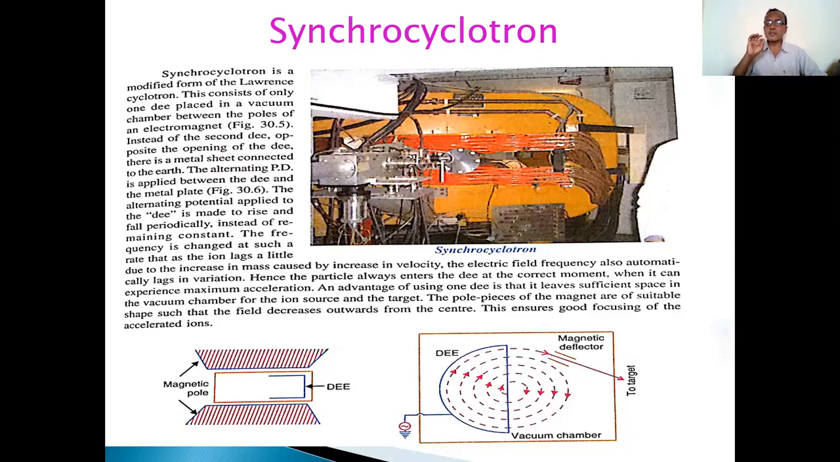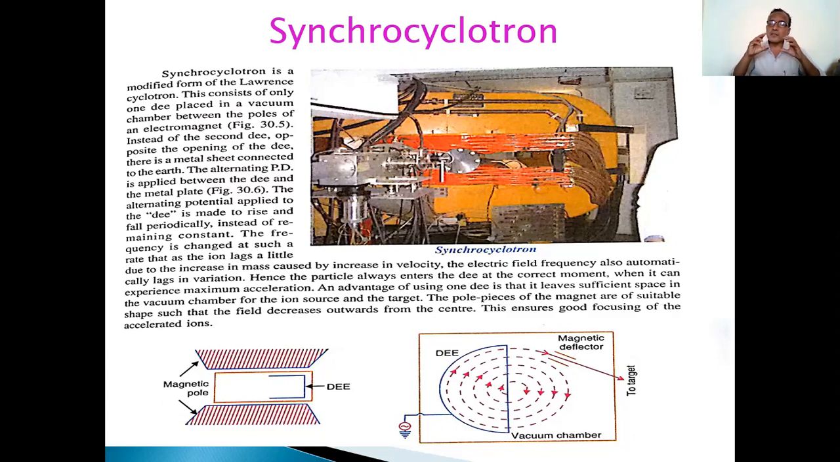So that discrepancy or drawback is removed here, and that's why the frequency is changed at such a rate that the ions lag a little due to the increase in mass caused by the increase in velocity. The electric field frequency also automatically lags in variation. Hence, the particle always enters the one D at the correct moment when it can experience the maximum acceleration.